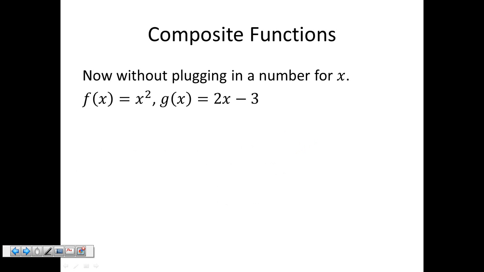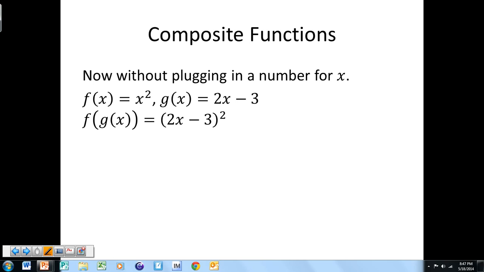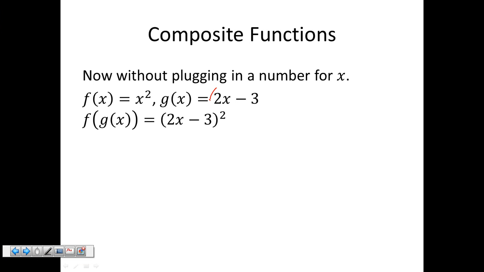So let's take a look at this where we don't have a number to plug in for x. I've got f of x equals x squared. I've got g of x equals 2x minus 3. I'm not going to plug in -5 for x. I'm going to deal with f of g of x on its own. So I've got to find f of g of x, which means that my g of x, this whole 2x minus 3, gets plugged in for this x right here in f.